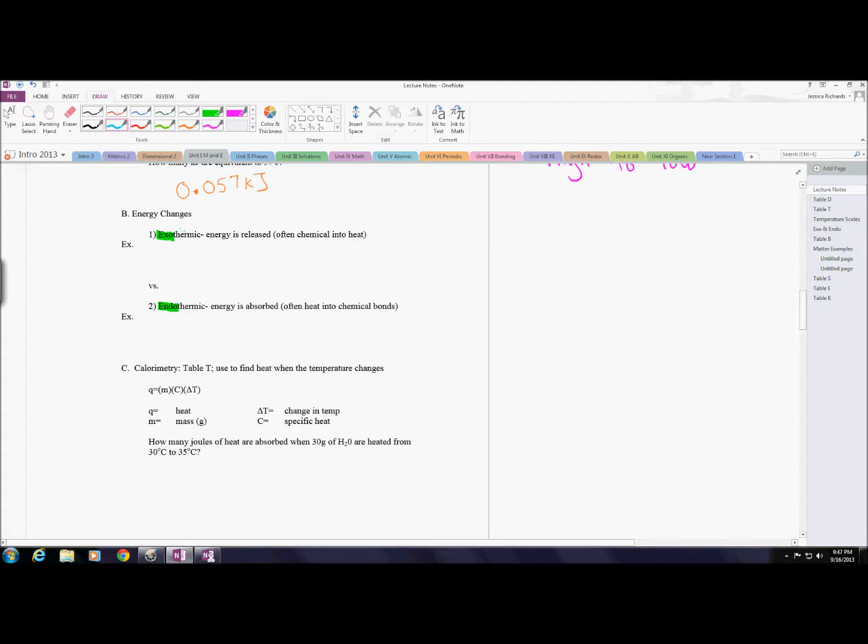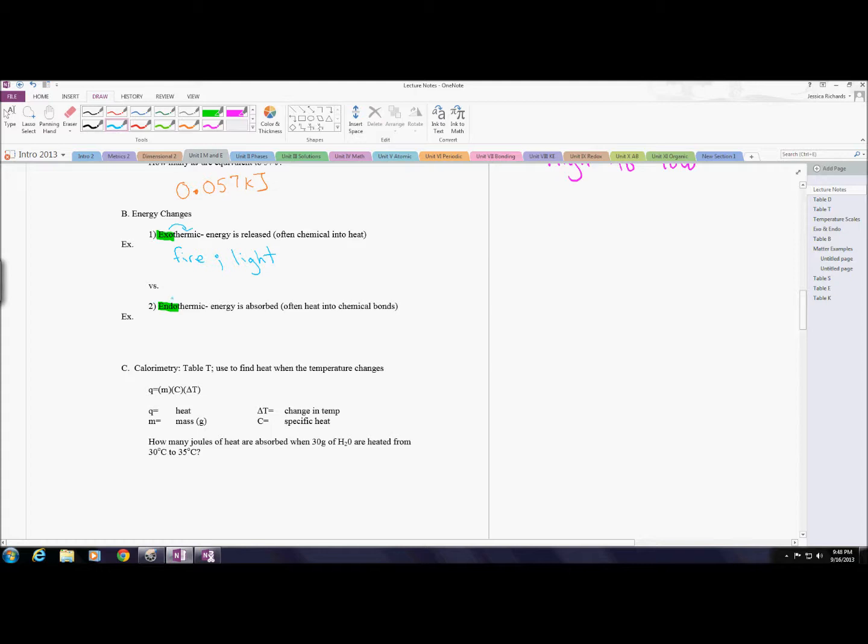Exo means released. Exo means outside. So an exothermic reaction is releasing heat. So therm means heat. Exothermic, outside heat. So it's something that's going to release heat, so it's going to feel warmer. So if you put two chemicals together and it feels warmer, it's exothermic. Fire, a really good example of something that's exothermic. Reactions that give off light also are exothermic.